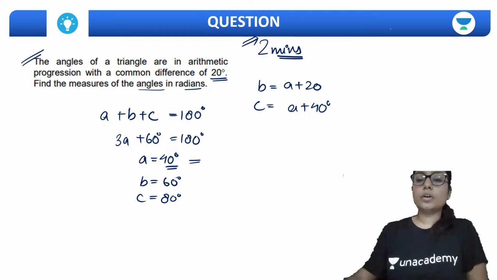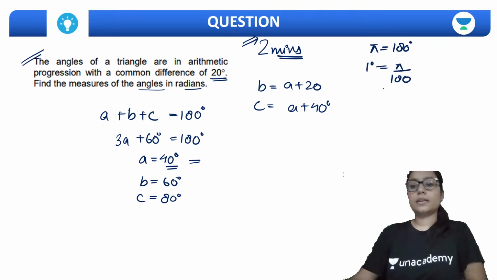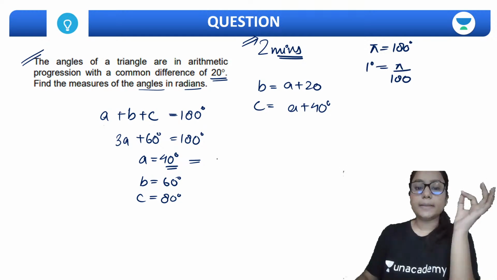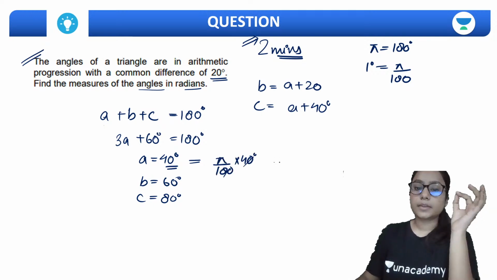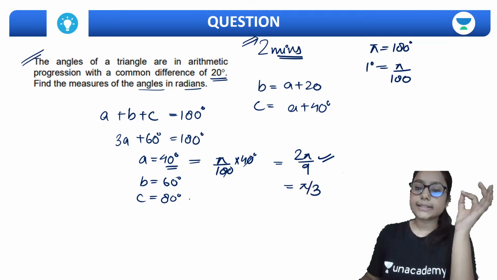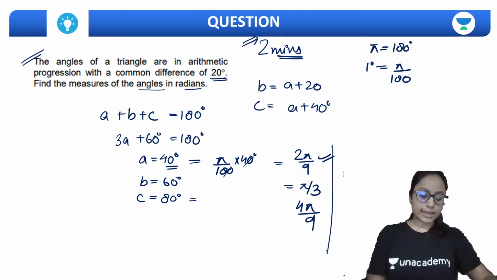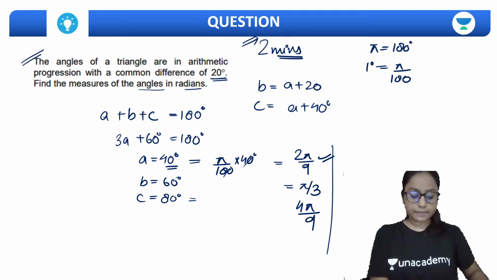Yeah. So pi radian is equal to 180 degrees. 1 degree is pi by 180. Right? So what is 40 degrees? It will be pi by 180 into 40. What is it? Solve it. 2 pi by 9. Okay. What is 60 degrees? 60 degrees is pi by 3. What is 80 degrees? Twice of A. This will be 4 pi by 9. So these are the measures of these angles in radians. Okay. Everyone, I hope this is clear.